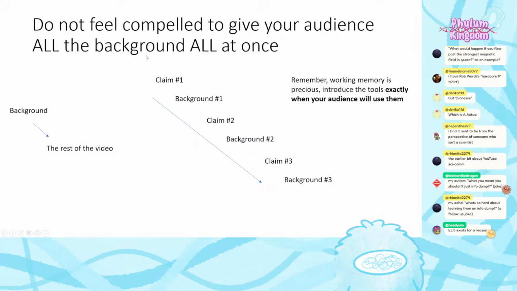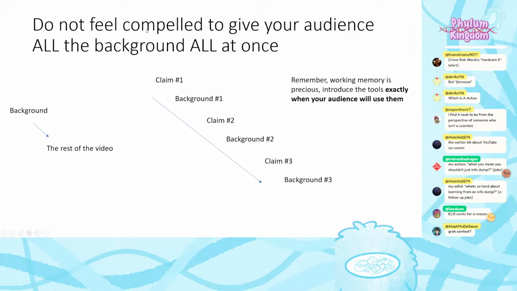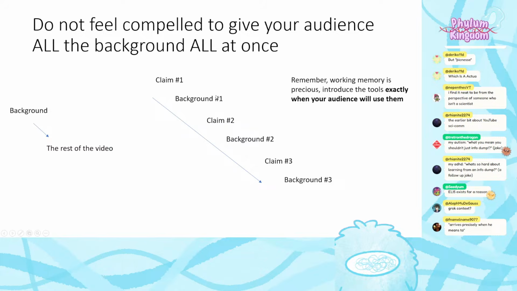Okay. So do not feel compelled to give your audience all the background all at once, okay? So instead of doing this, which is you give the background and then you go into the rest of the script, you should structure your writing like this. Your claim 1, just enough background to understand claim 1, then claim 2, then background 2, claim 3, then background 3, right? Remember, the principle of this is working memory is precious, right?